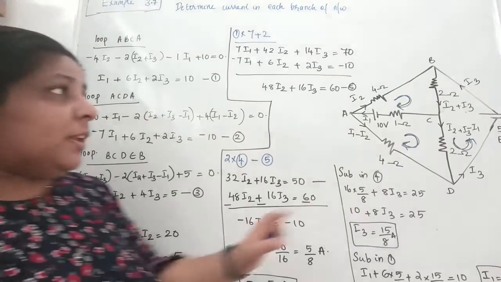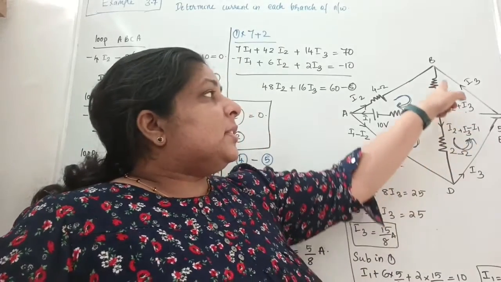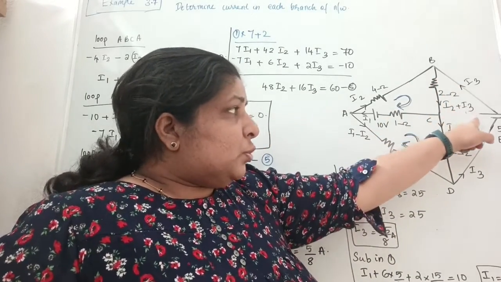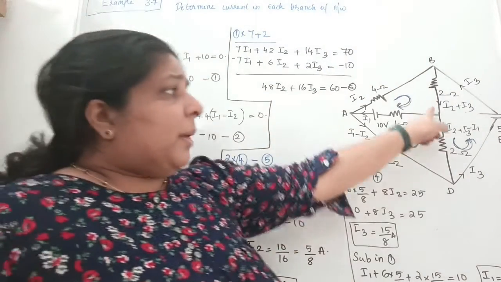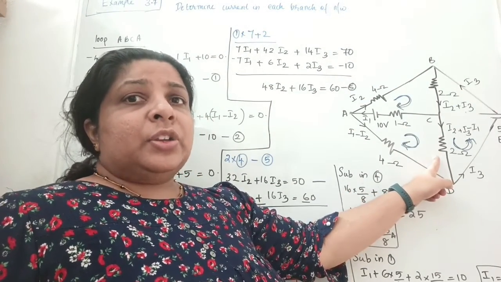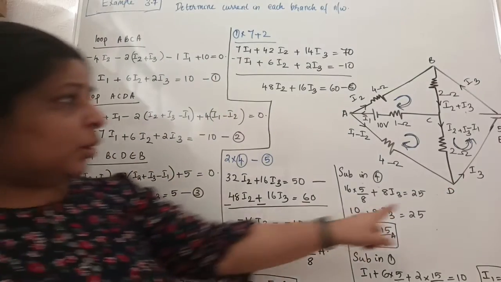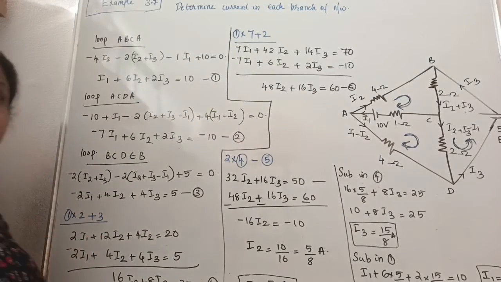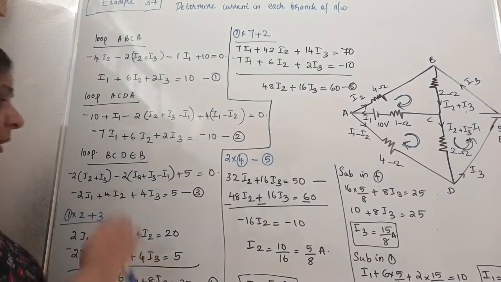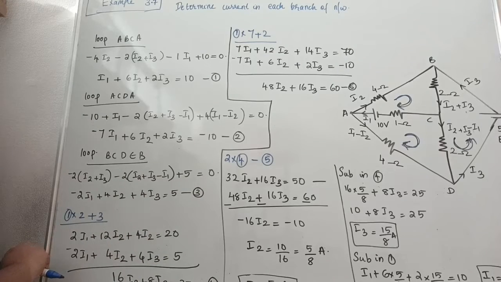Now the third loop I have taken is B, C, D, E, B. When you apply the same concept, minus 2 into I2 plus I3, minus 2 into I2 plus I3 minus I1. Then over here, negative to positive, so it will be plus 5, equal to 0. Here again, the current terms go to one side, and I took the 5 to the other side. Then you will get an equation like this.